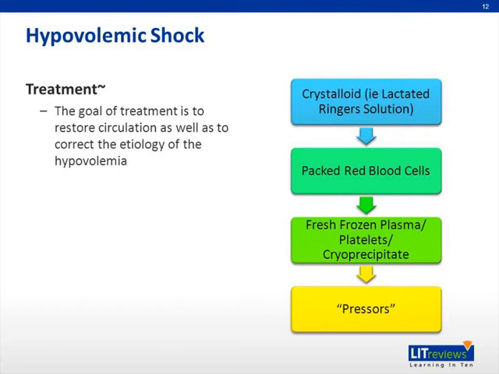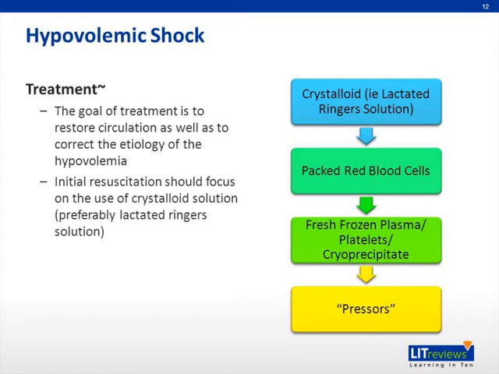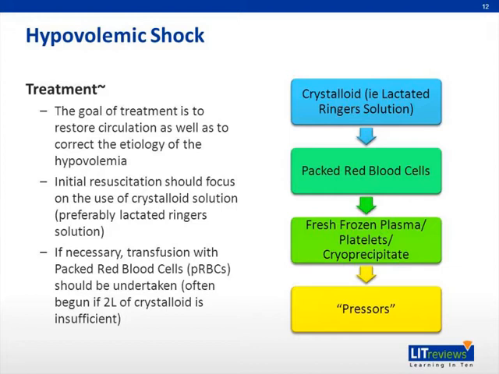The goal of treatment in hypovolemic shock is to restore circulation as well as to correct the etiology of hypovolemia. Initial resuscitation should focus on the use of a crystalloid solution. Most trauma surgeons advocate the use of lactated Ringer solution, as normal saline is in fact acidotic, and in a patient who is already becoming acidotic because of hypovolemic shock, this may make matters worse. If necessary, transfusion with packed red blood cells should be undertaken.